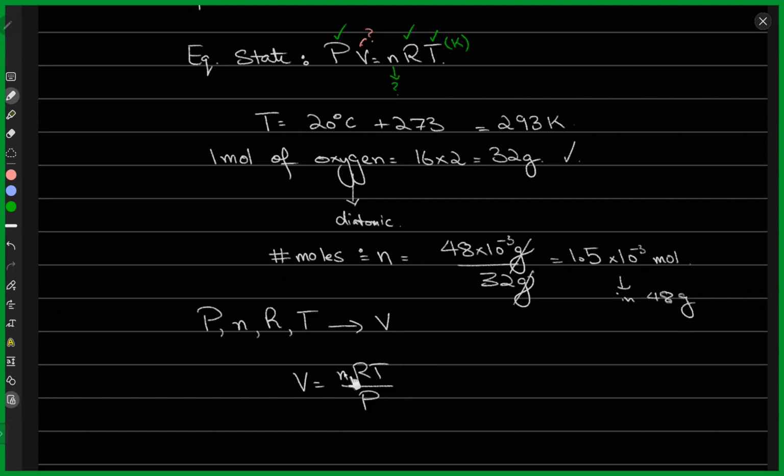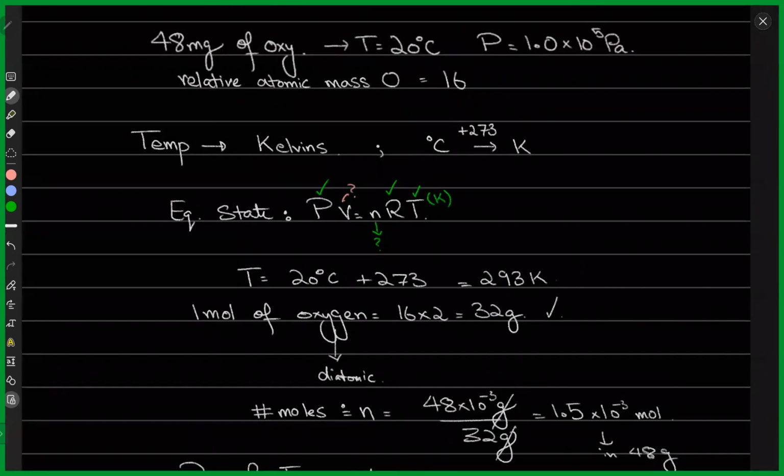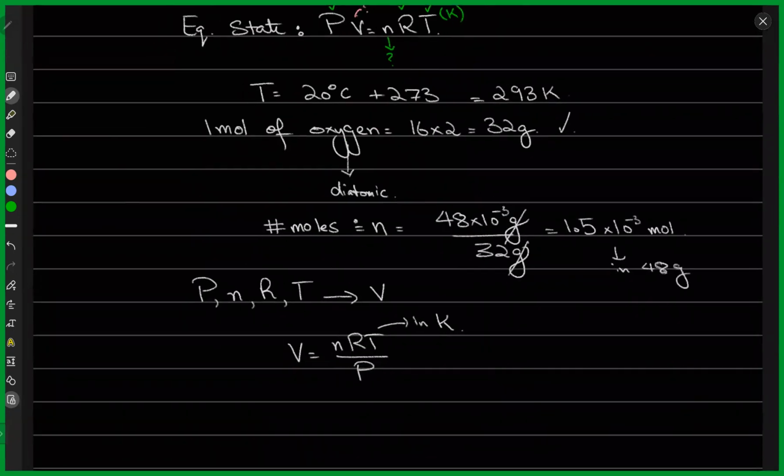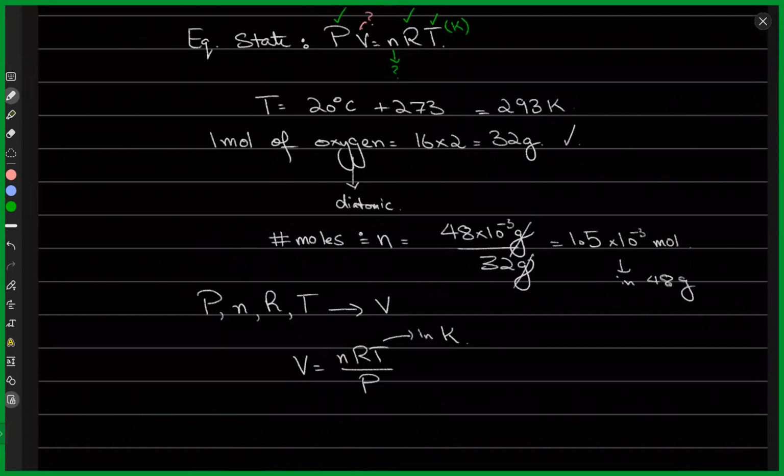We'll put the number of moles here, R is a constant, and the value of temperature in kelvins. Remember this, it is always in kelvins. And then we'll put the value for pressure, which is given to us over here, and so we can compute the volume. All right, so everybody understands what we did over here? Yes.